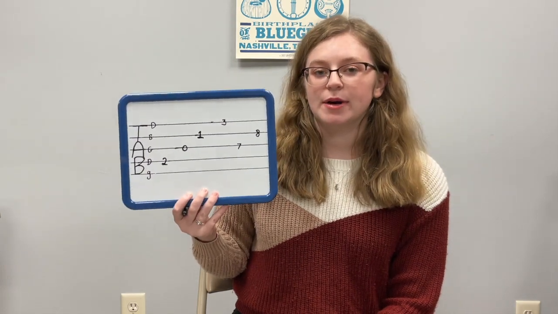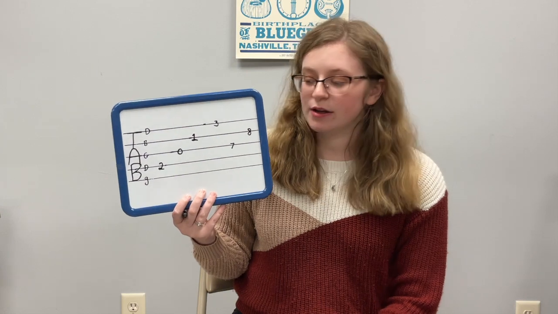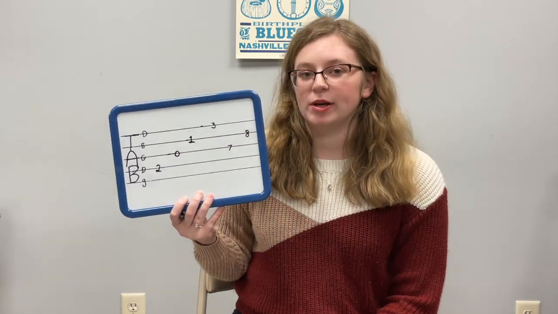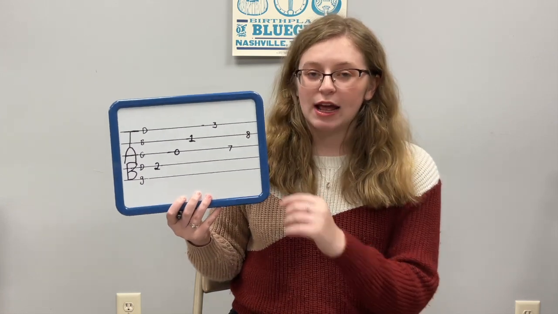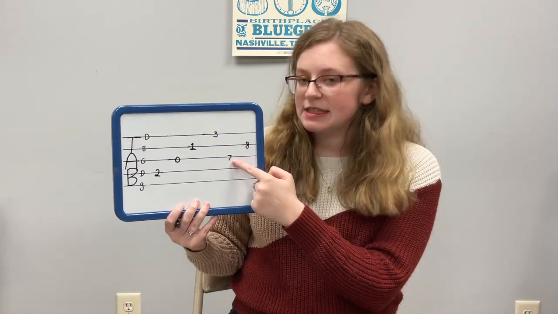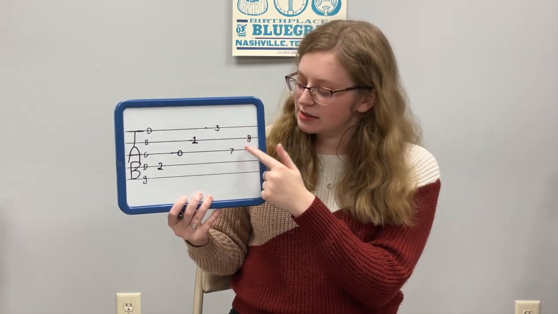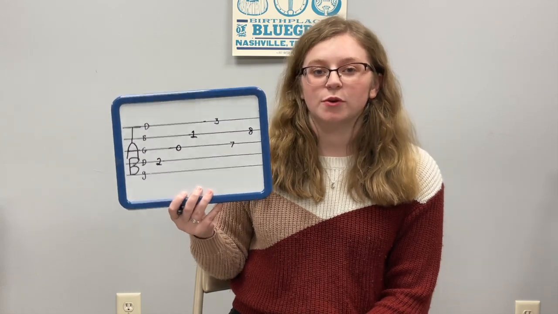A 0 represents an open string. You will not fret that string. So this means an open G string. And this goes for any fret up or down the fretboard. So as you can see, I have higher numbers up here, 7, 8. You can also go into the double digits with 12 or 14.